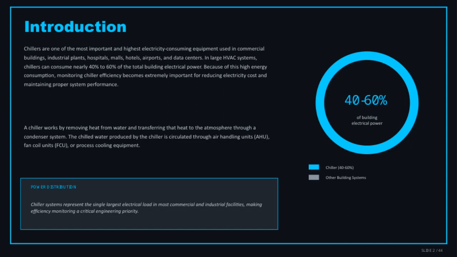Chiller systems are the biggest electrical consumers in most commercial and industrial buildings. They can use anywhere from 40 to 60% of a building's total electrical power. That's huge. A chiller works by pulling heat out of water and releasing it outside through a condenser. The cooled water then circulates through air handlers or other cooling equipment. Because chillers use so much energy, keeping a close eye on their efficiency is key. It helps cut costs and keeps everything running smoothly.